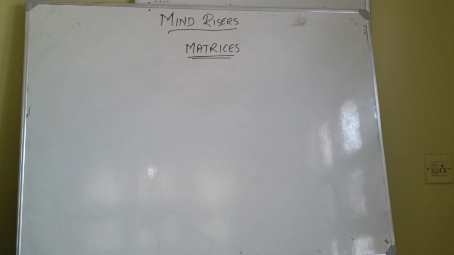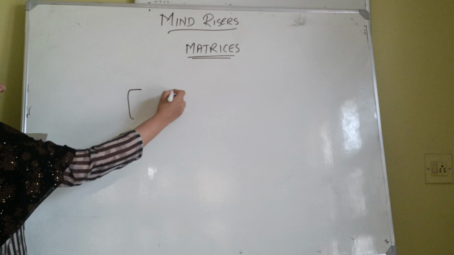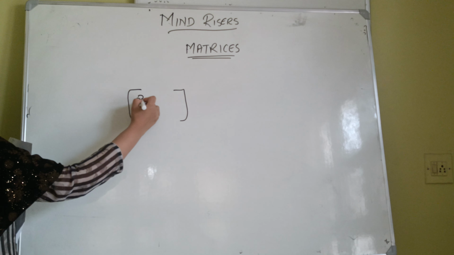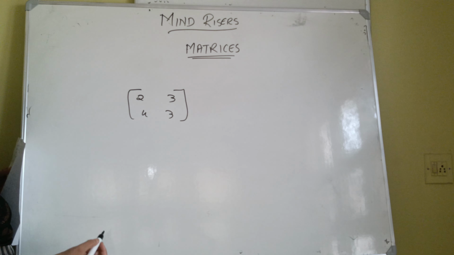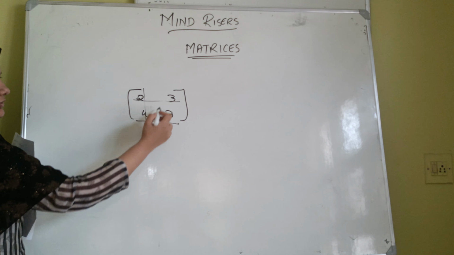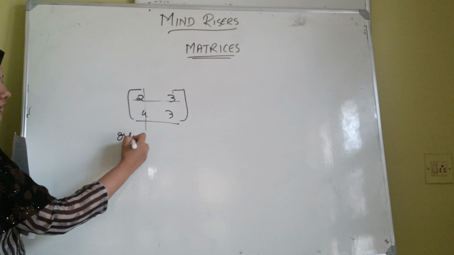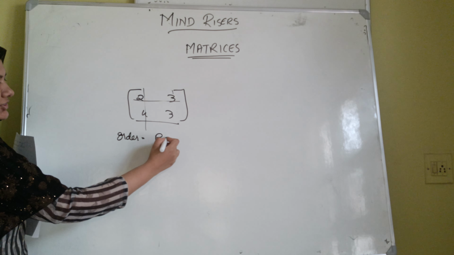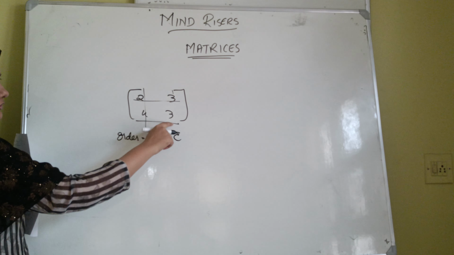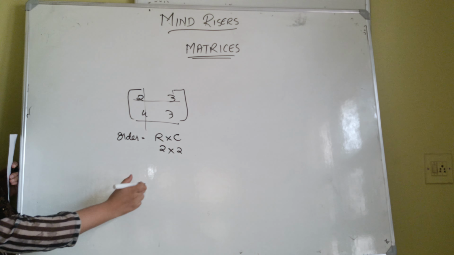So first let us study what a matrix is. A matrix is a rectangular arrangement of numbers which are arranged in rows and columns. So something like this. Here, if you see, there are two rows and two columns for this particular matrix. When we write the order of a matrix, we always mention the number of rows and then the number of columns. So in this case there were two rows, two columns, so the order is 2 cross 2.